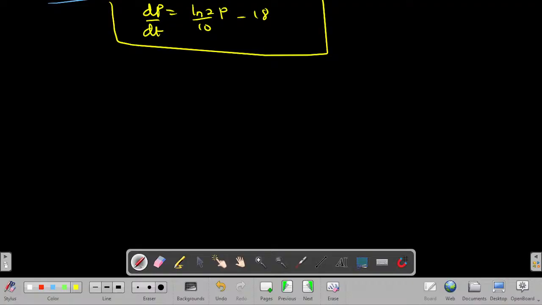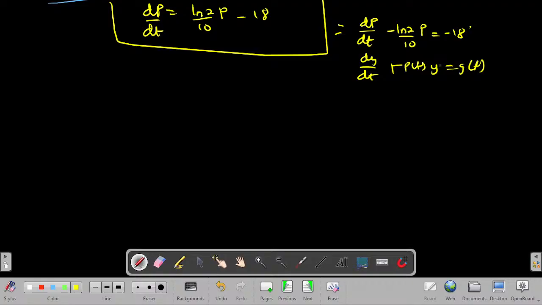So I'll have my differential equation in its standard form as dp over dt minus ln 2 over 10 multiplying p is equal to negative 8. So this has been expressed in the form dy over dt plus p of t multiplying y is equal to g of t. And this is the perfect linear differential equation. All that we need to do is to find our integrating factor mu here.